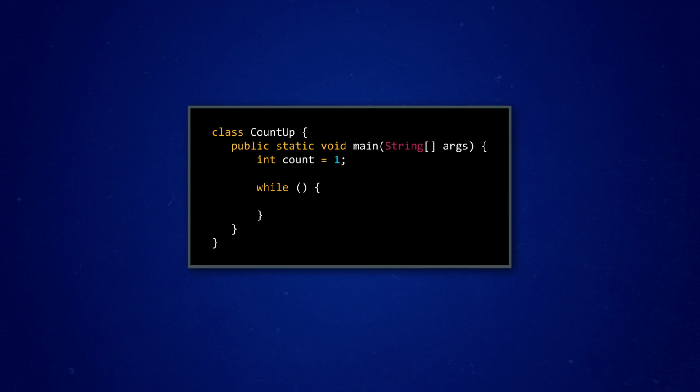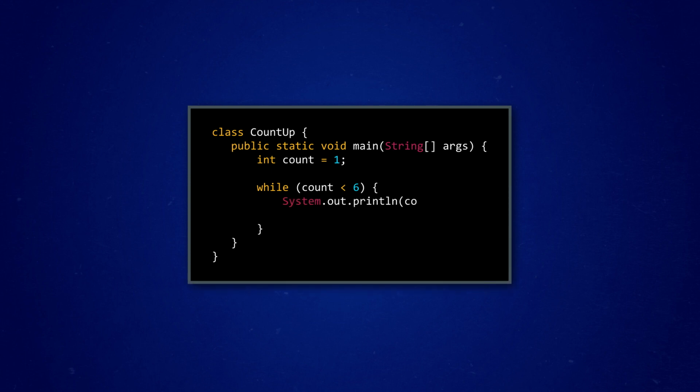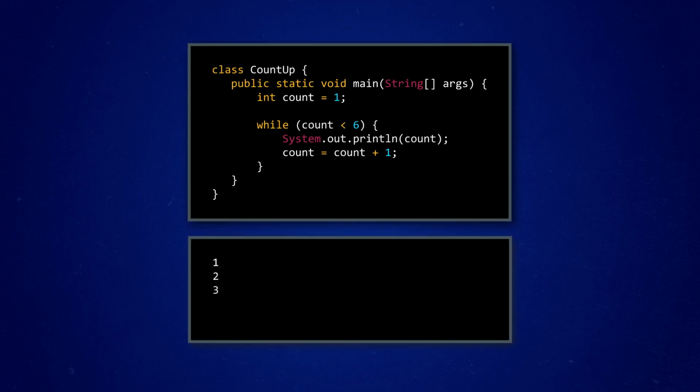Given that we only want to count up to 5, our condition will be that our count variable is strictly less than 6. As for the bit inside of the curly brackets, all we want to do is print out the current integer assigned to the count variable, and then add 1 to it, so the value increases every time the loop runs. If we run this, what do you know? We get the numbers 1 to 5. Good job, computer!